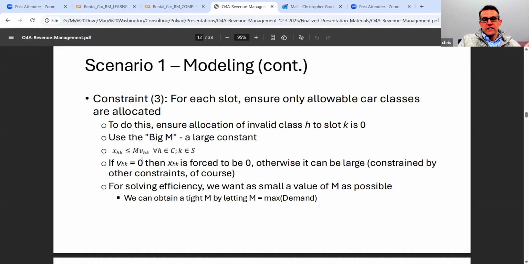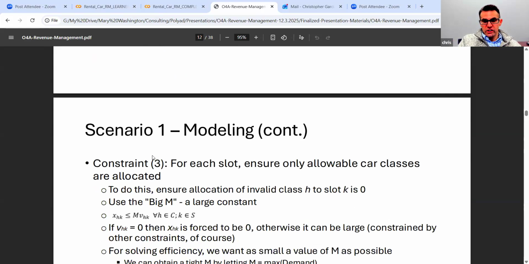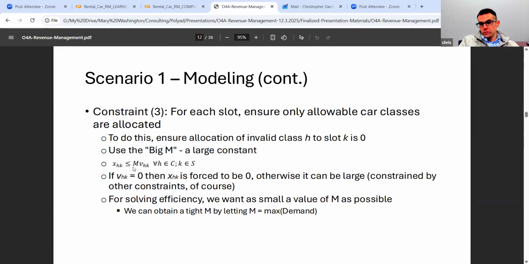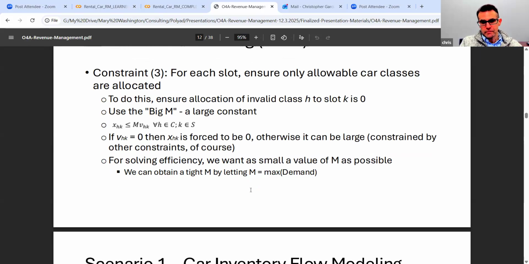Now, of course, we've already seen that XHK is constrained by this previous constraint here, by the total demand. Okay, so we can see here that we don't need to think too much about what that M is. Or I should say the maximum is already set by this previous constraint here. At the same time, though, I'll mention, logically, a large value of M is fine, but for solver efficiency, we typically want to try to have as small a value of M as possible. This makes the solver find solutions fast. So in this case, we can obtain a pretty tight M by letting M just be the maximum of the demand in that demand column here.